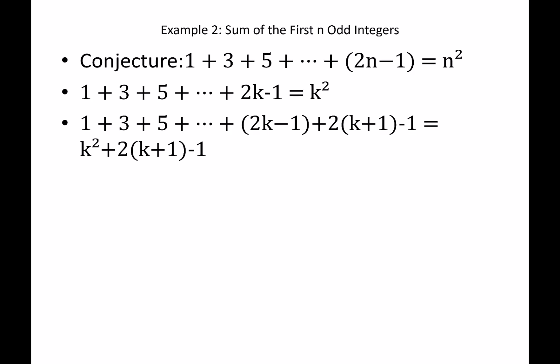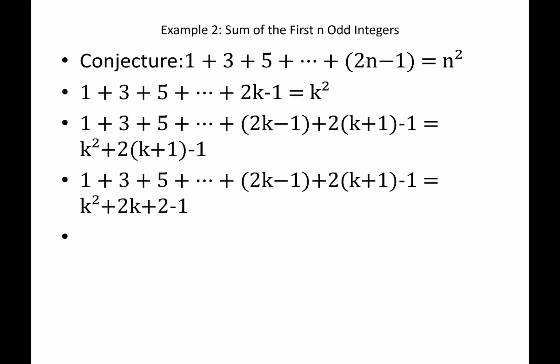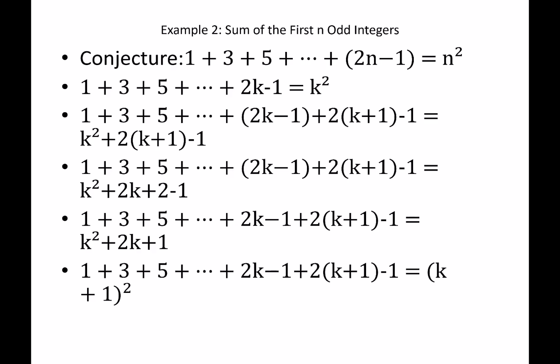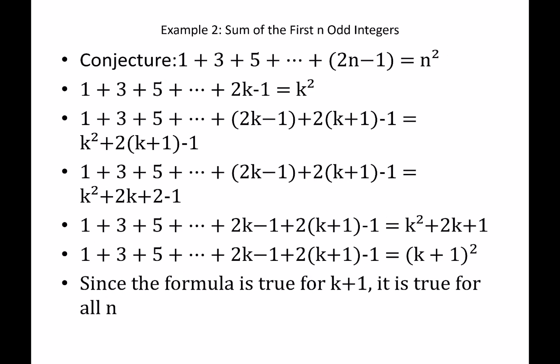On the right side, I'll distribute the 2 to the k plus 1. Now I have k squared plus 2k plus 2 minus 1. We can put the 2 and the negative 1 together to give us k squared plus 2k plus 1. Now we're going to look at this quadratic and see if we can factor it. Factors of 1 that add up to 2 are 1 and 1. That means k squared plus 2k plus 1 can factor into (k plus 1) squared, which shows us the formula is true when n is equal to k plus 1. Since the formula is true for k plus 1, that means it's true for all n.